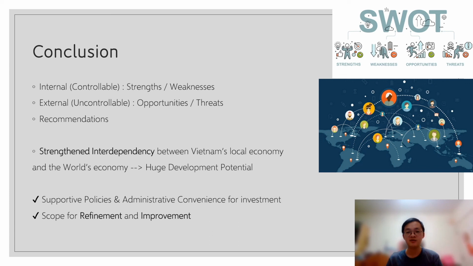Yet, several deficiencies remain in scope for refinement. The SWOT analysis of this report has already provided several insights for further prosperity of Vietnam's economy and real estate market. That's all for our presentation.